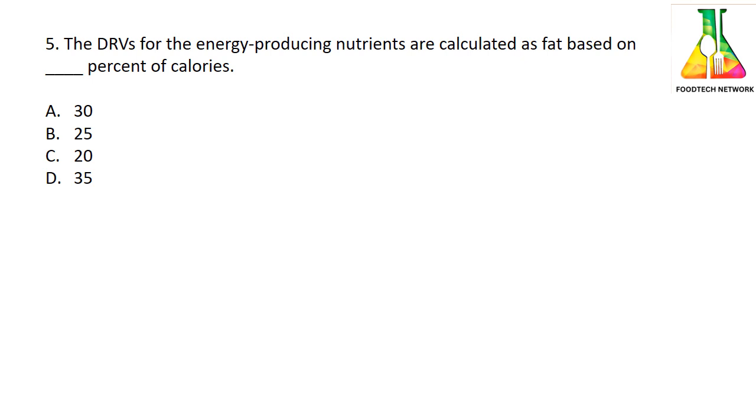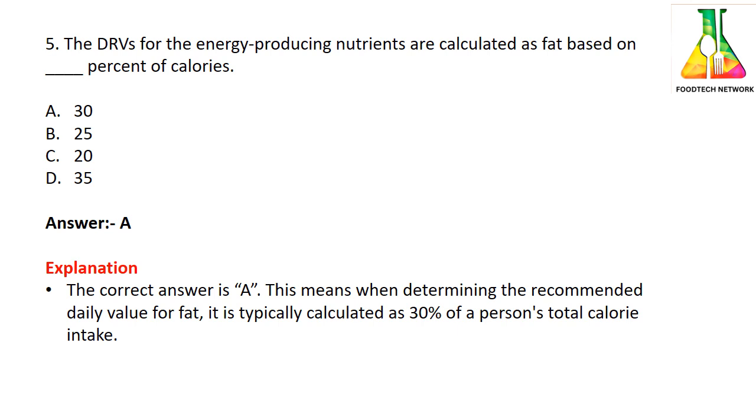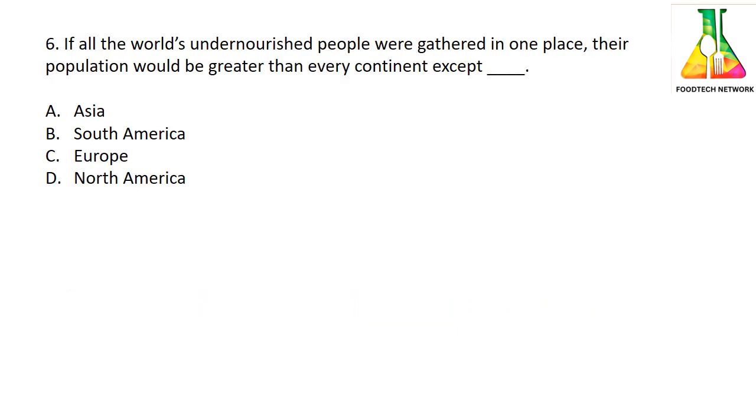Question number 5. The DRV for the energy producing nutrients are calculated as fat based on a dash percentage of calories. Option A 30, option B 25, option C 20, and option D 35. Option A, that is 30. This means when determining the recommended daily value of fat, it is typically calculated as 30% of a person's total calorie intake.